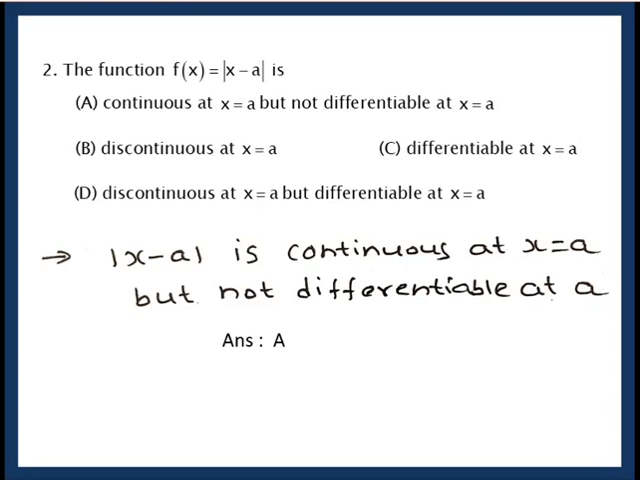See, modulus function mod x is continuous at x equal to 0. So mod of x minus a will be continuous at x equal to a. But as seen in the first case, this is definitely not differentiable, right? So the correct option is A, Ahmedabad.